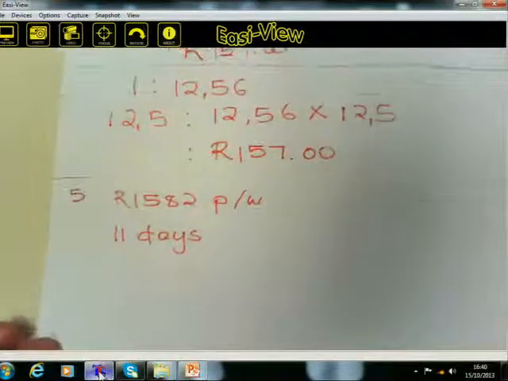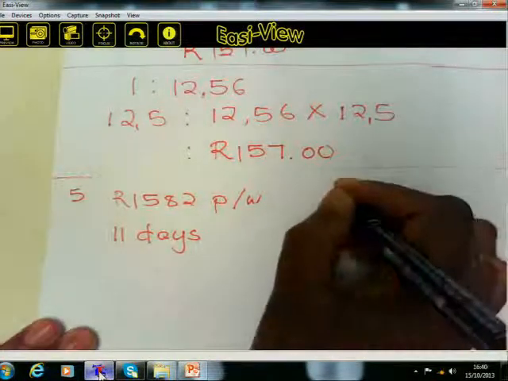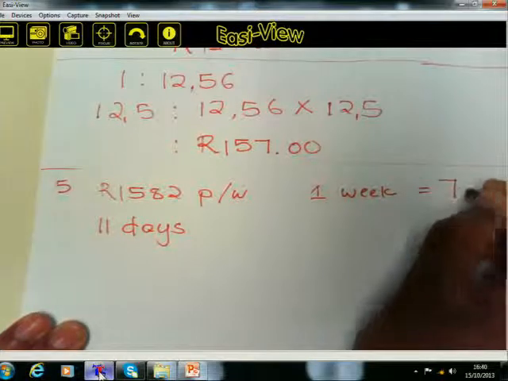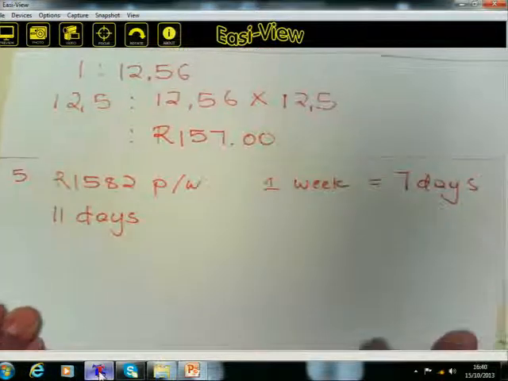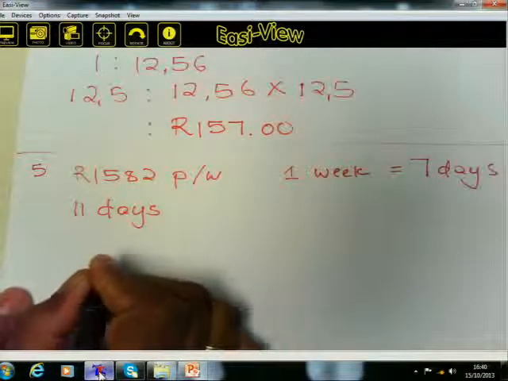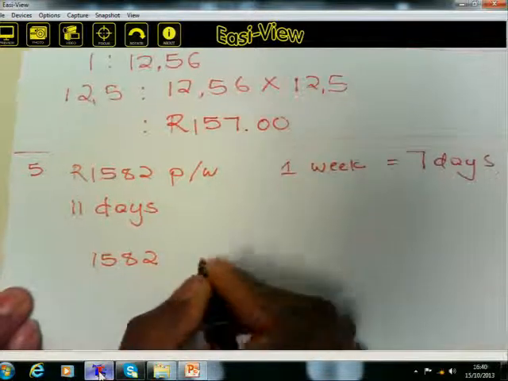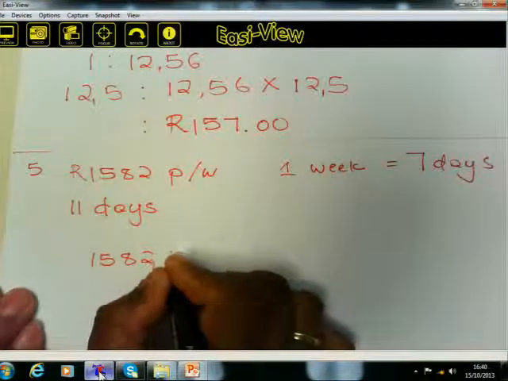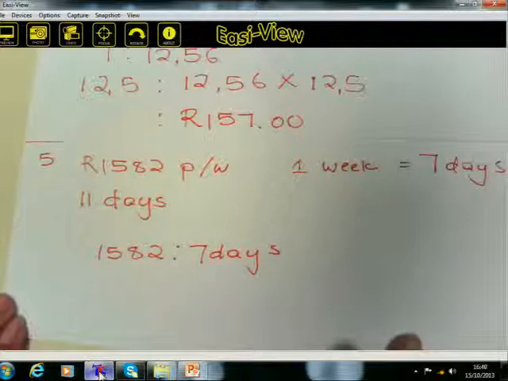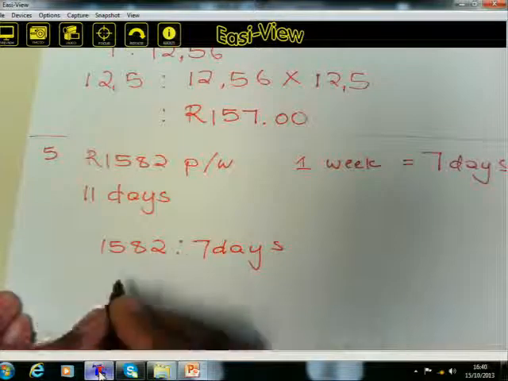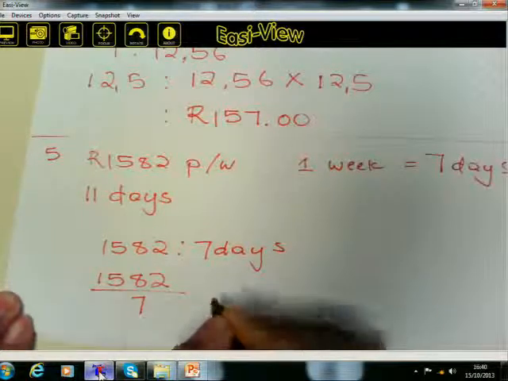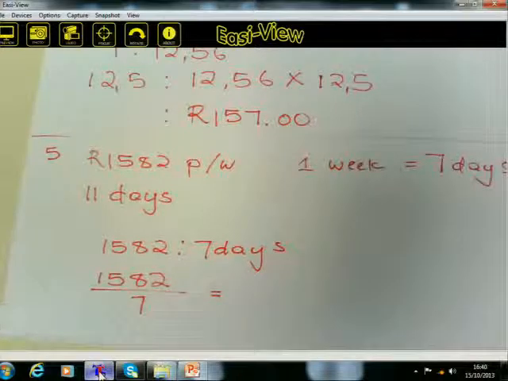So we have weeks and days. So now where do we start? We know that 1 week is equal to 7 days. 1 week is 7 days. So now that means 1,582 is the charge for 7 days. So let's try to find the charge for 1 day. We're going to say 1,582, we divide it by 7, and then it's going to give us the amount for 1 day.